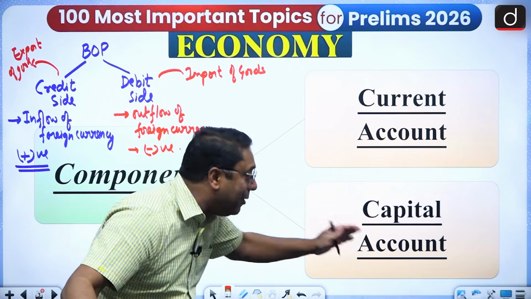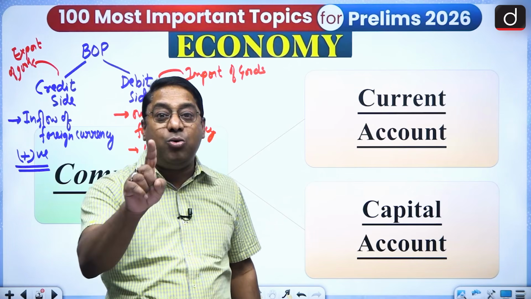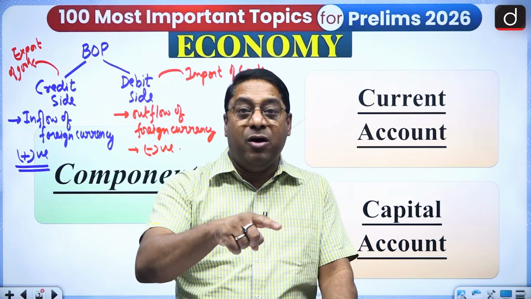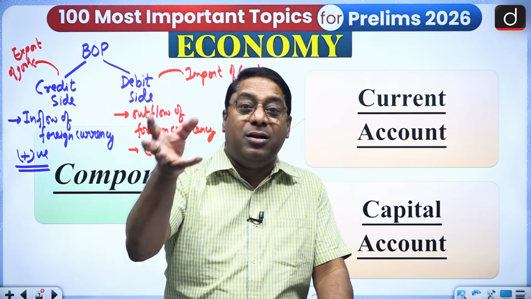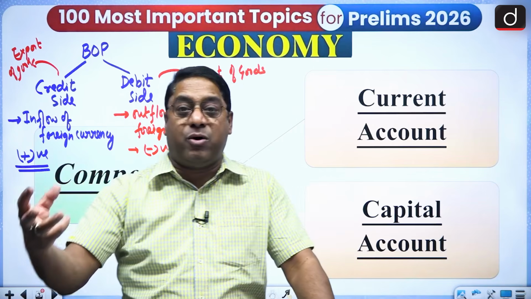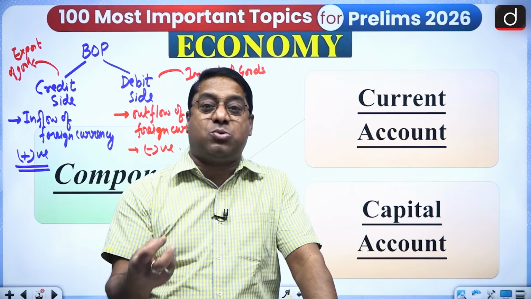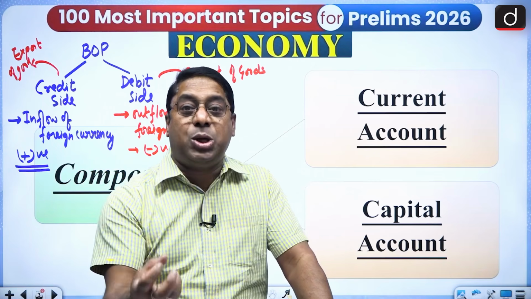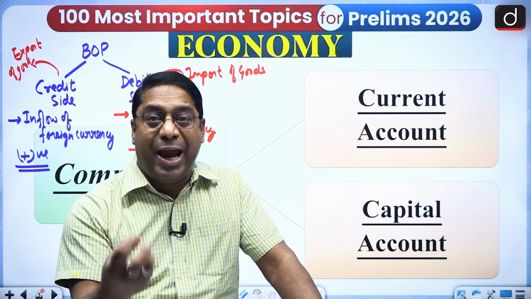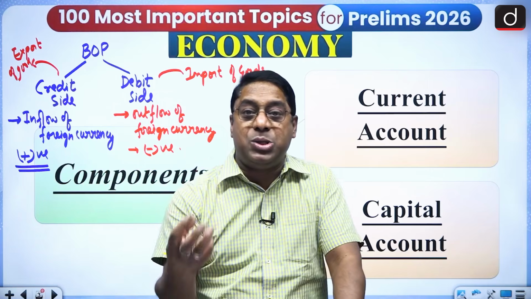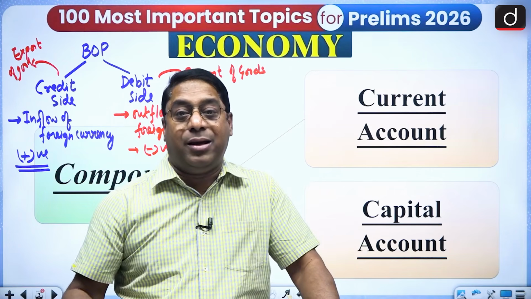But what about the capital account? The capital account is a transaction which takes place between the residents of a country and the rest of the world. But because of this capital account transaction, there is a change in the ownership, there is a change in the asset and there is a change in the liability.